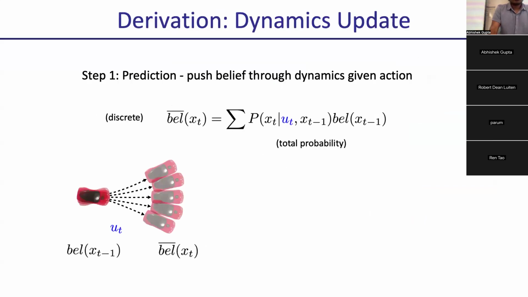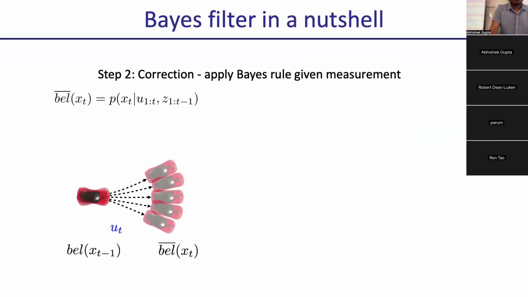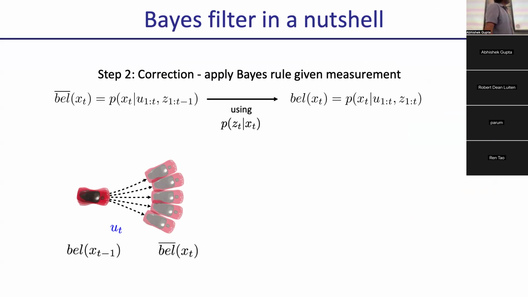And so what we're going to try and do here is go from belief bar to belief using our measurement model, right? Our measurement model is telling us how likely is a measurement ZT given XT. We're going to try and use that in order to go from belief bar to belief.